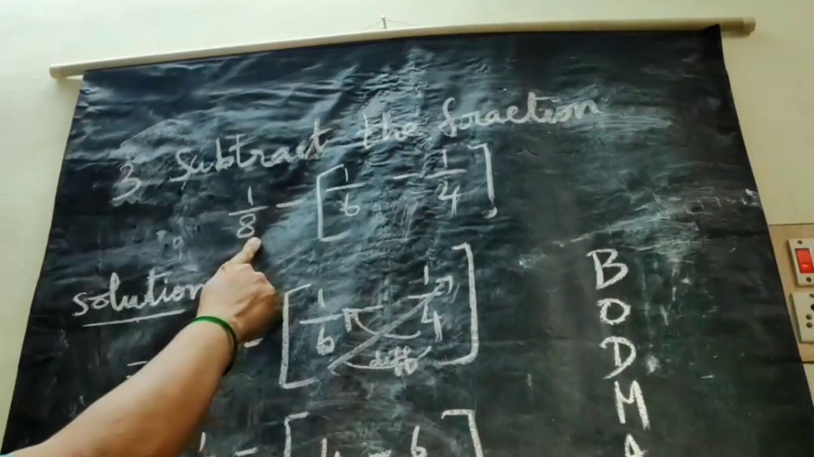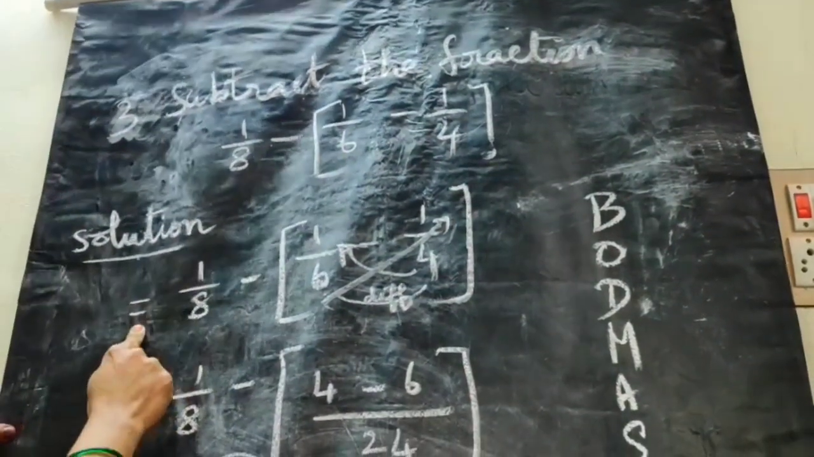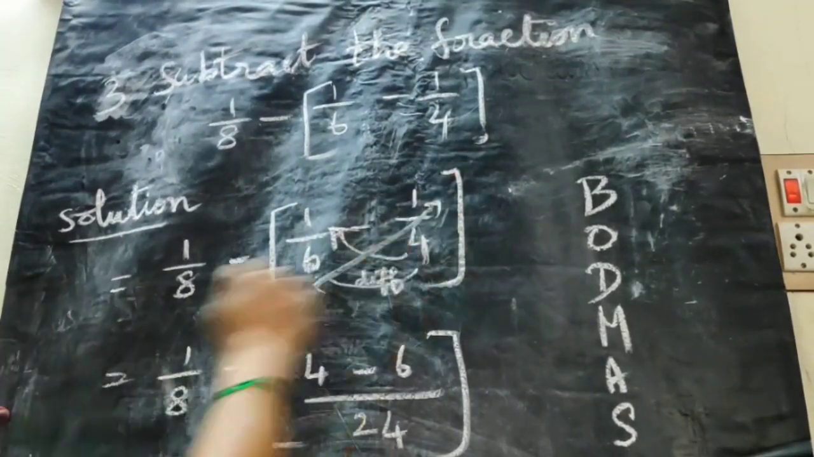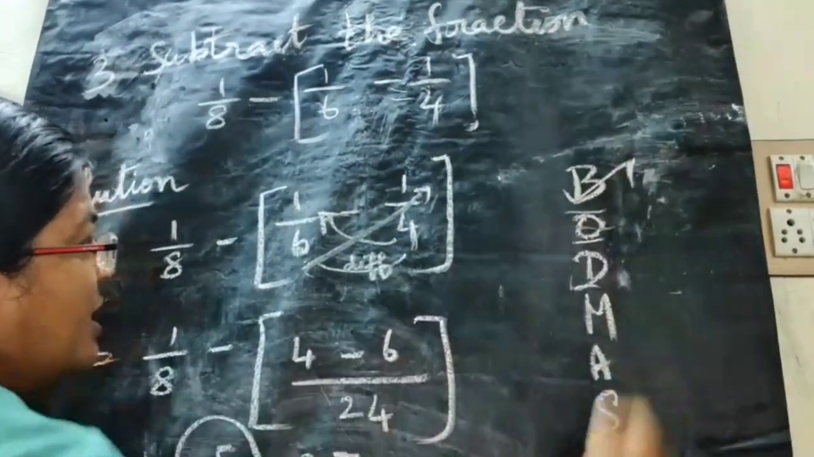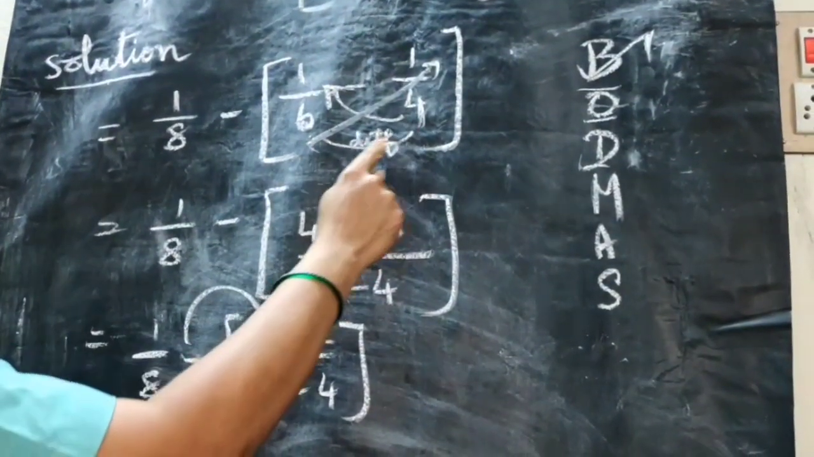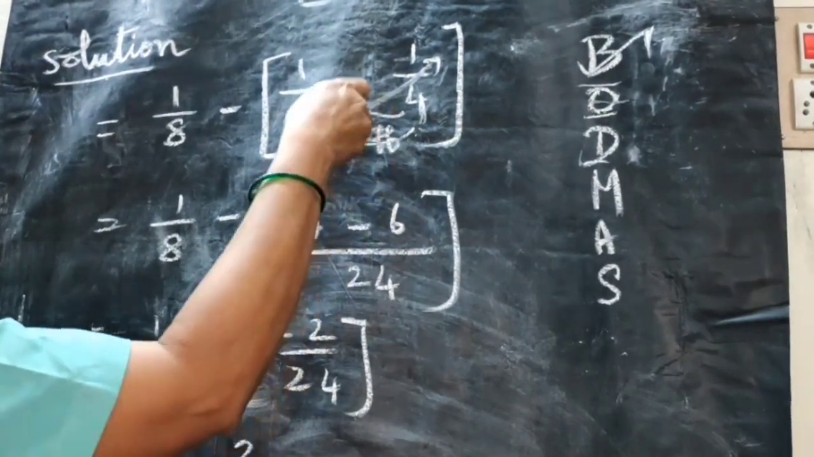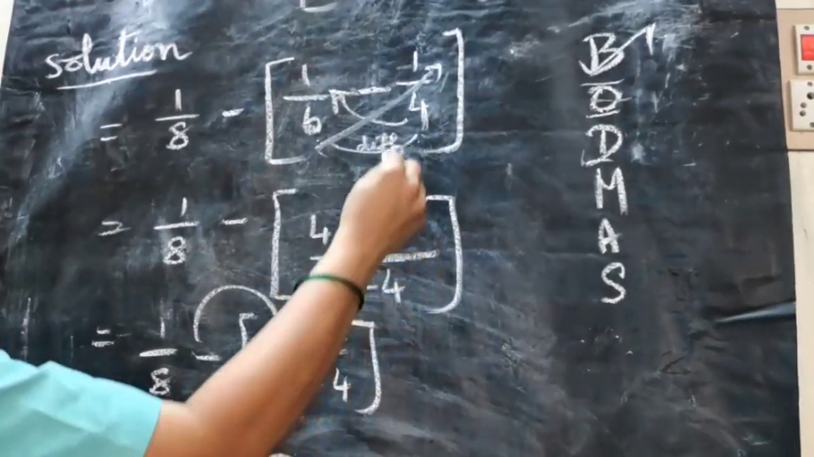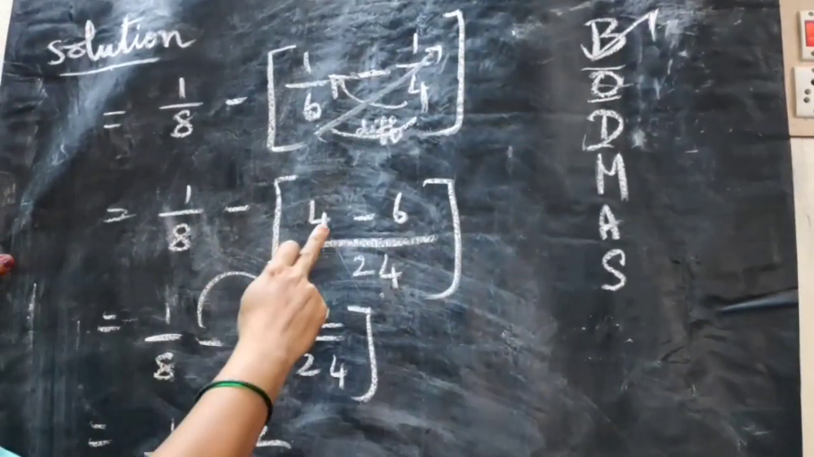Subtract the fraction. 1 by 8 minus 1 by 6 minus 1 by 4. Solution: 1 by 8 minus, bracket, 1 by 6 minus 1 by 4. Close the bracket. Now BODMAS rules. You do the first bracket: 1 by 6 minus 1 by 4. See here 6 and 4 are different. You do the cross multiplication. 1 into 4, 4. Next symbol is minus. 1 into 6, 6, divided by 6 fours are 24. 1 by 8 minus, 4 minus 6.